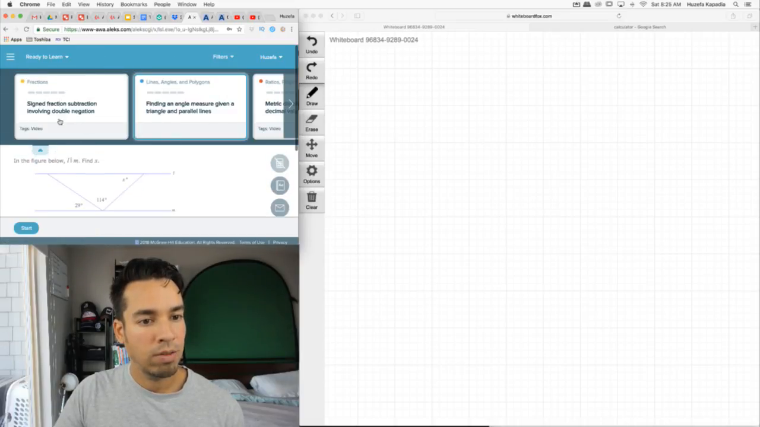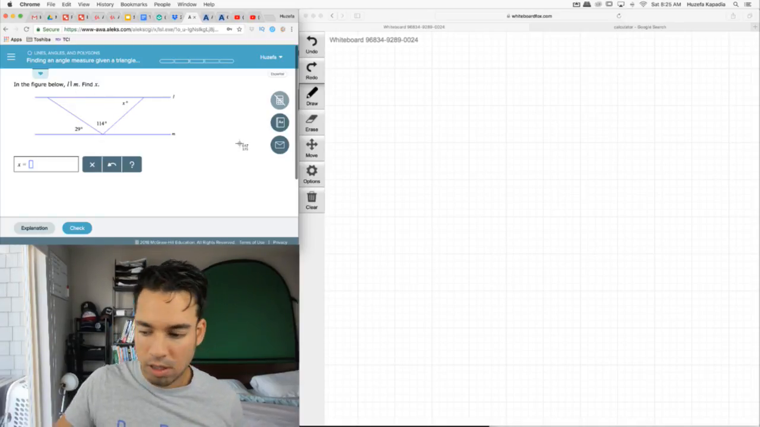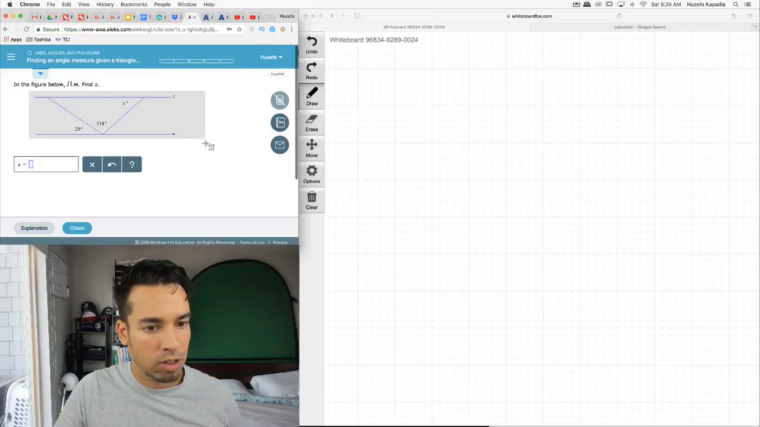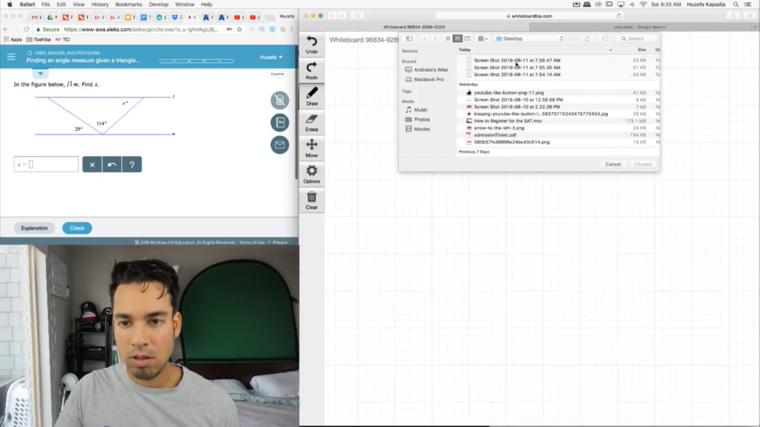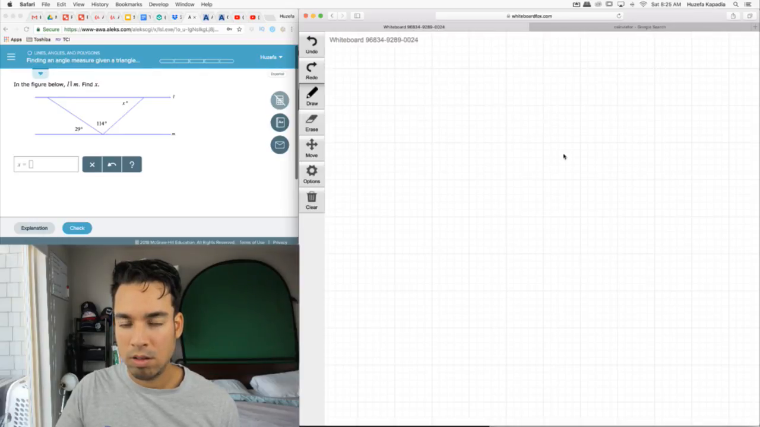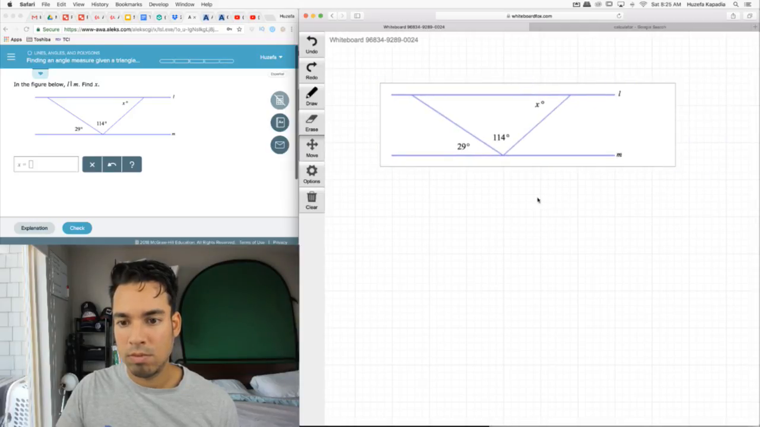Finding an angle measure given a triangle and parallel lines. In the figure below, L is parallel to M, find X. Okay, I'm going to take a picture of this and move it over here so I can draw on it. Here we go. So we need to find the angle value of x.